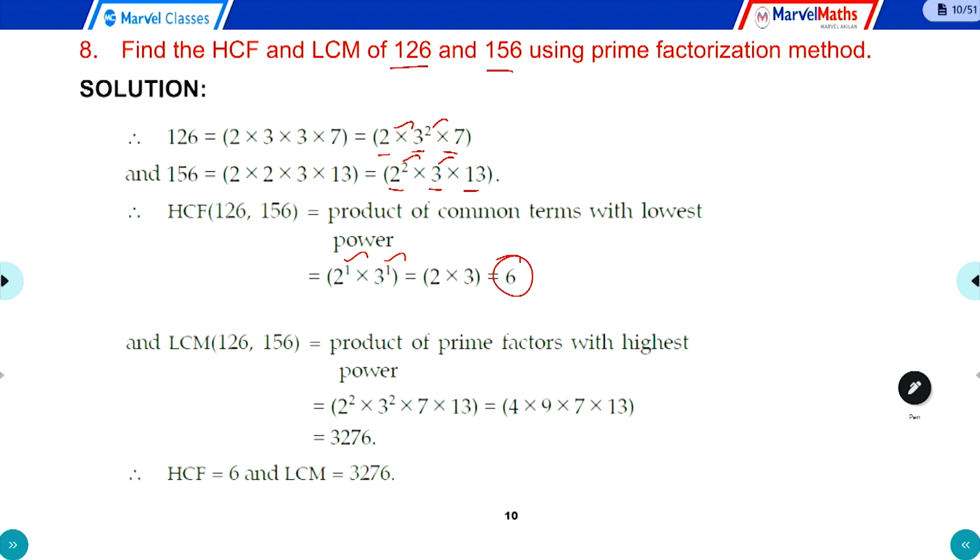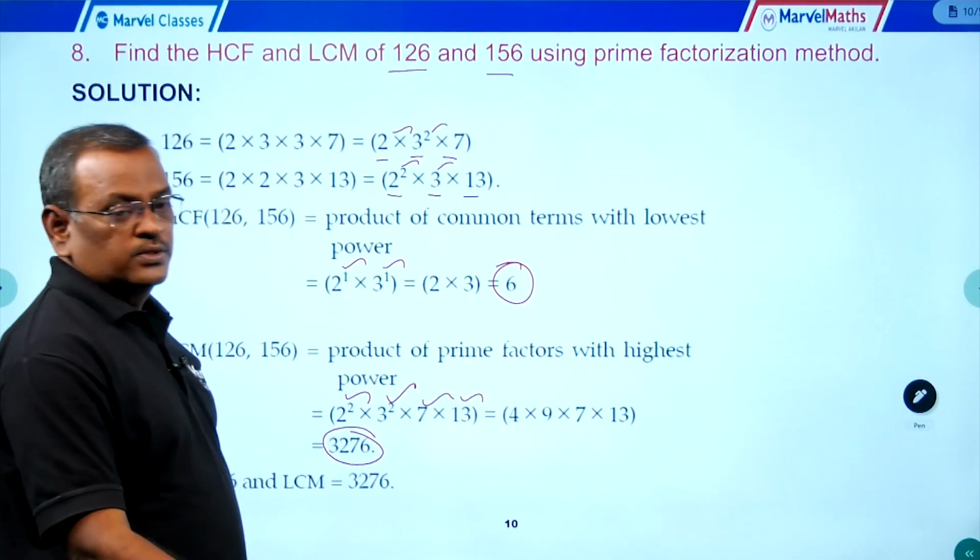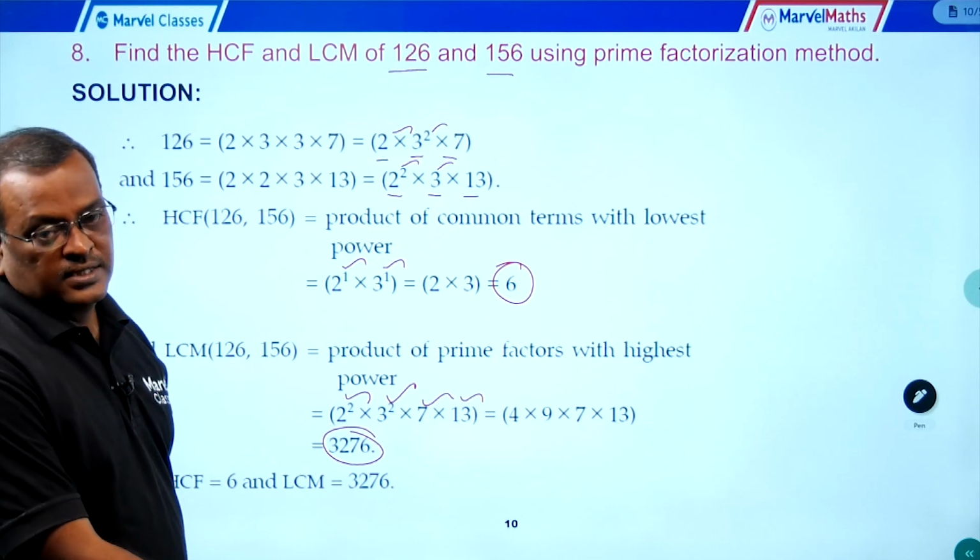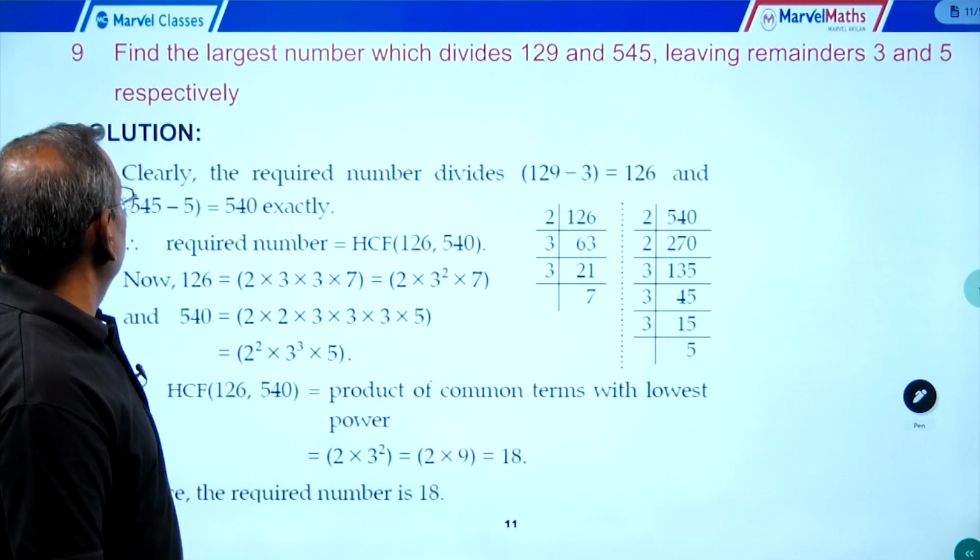Also find LCM. HCF is the product of the common factors with the least power, and LCM is the product of the factors with maximum power. So LCM is 2 square, 3 square, 7 and 13. So 7 into 13, the answer is 3276. It's a basic sum: A and B are given, using prime factorization find HCF and LCM. So next important question.